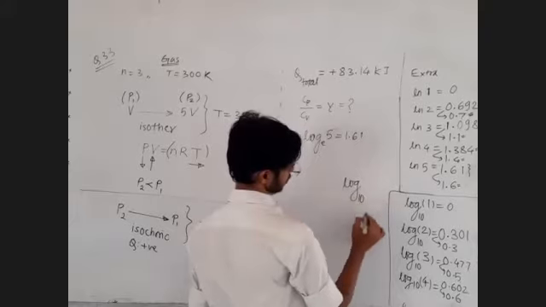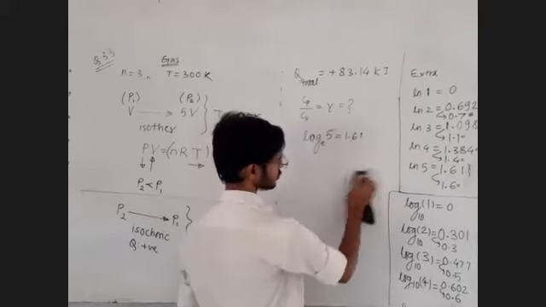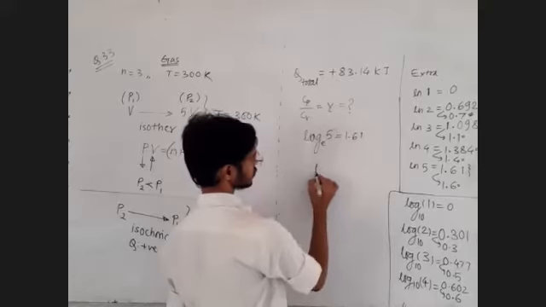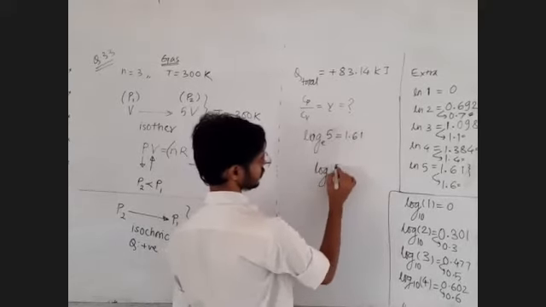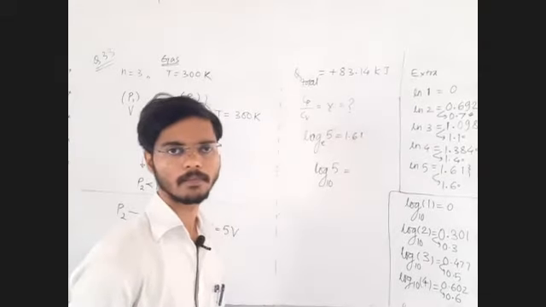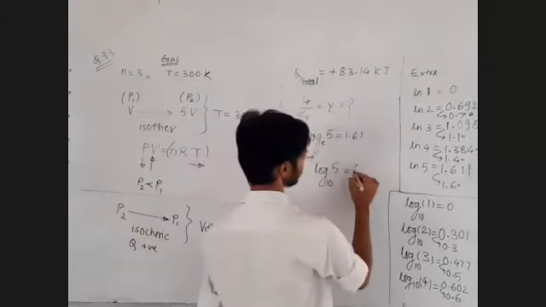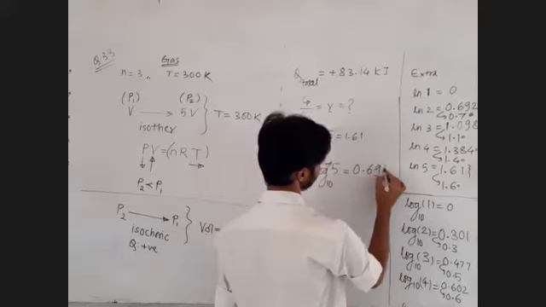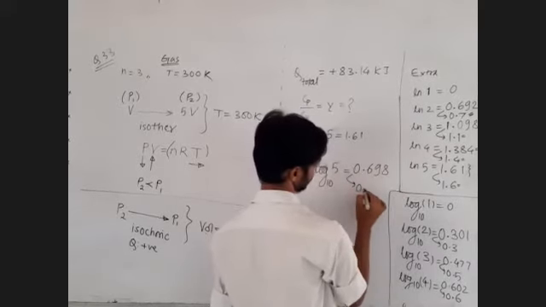Log to the base 10 of 5. What is that? 0.698. Approximation, of course, will be 0.7.